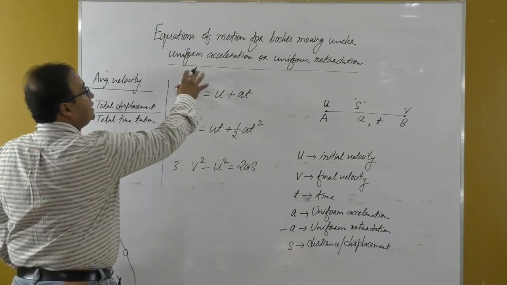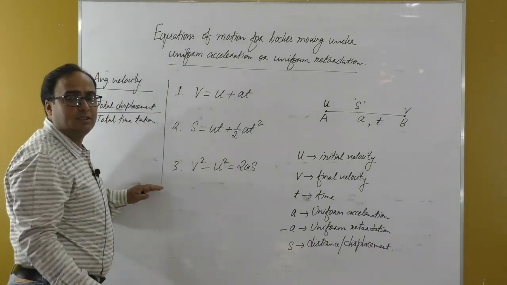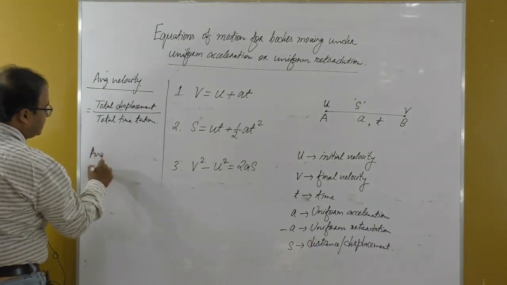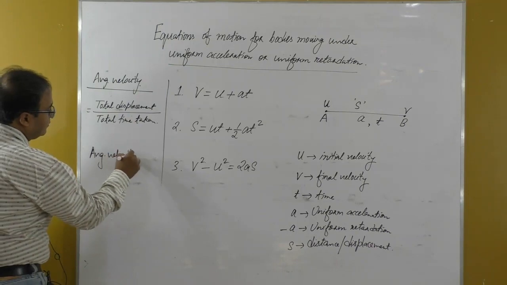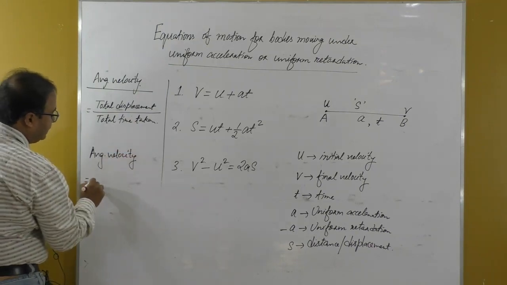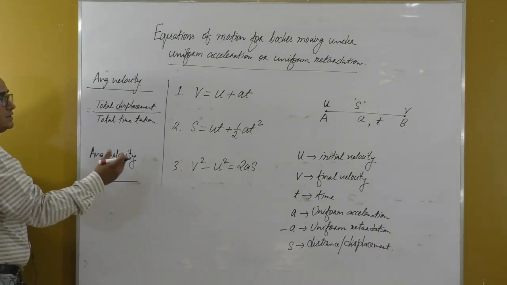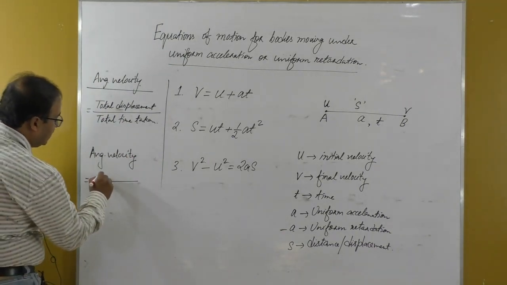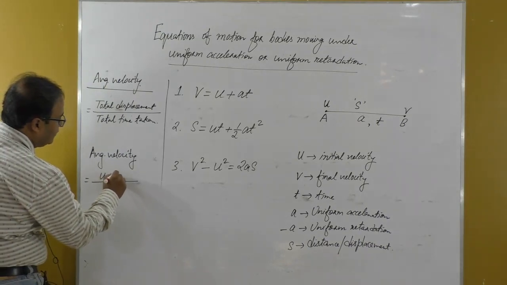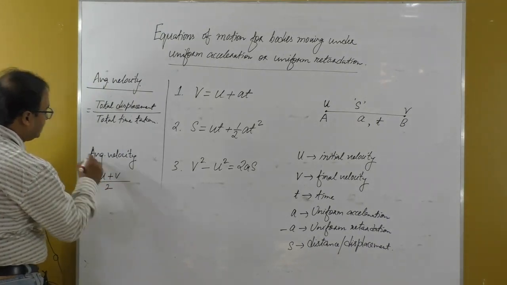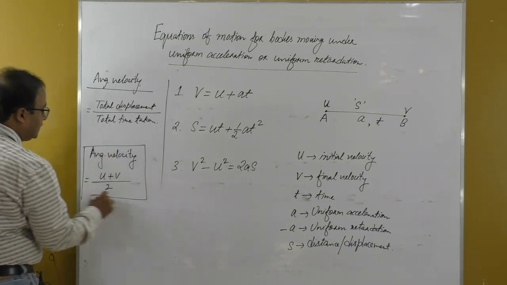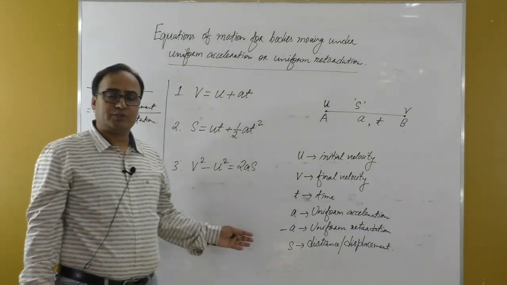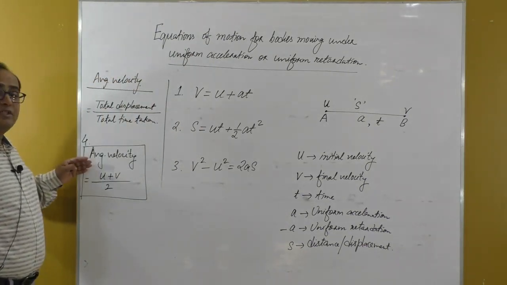If the body moves under uniform acceleration or retardation, then we can also apply another formula for average velocity. In that situation, we can write average velocity equals u plus v by 2. So this is an important formula. So I discussed mainly four important formulas here: three equations of motion and one formula for average velocity.